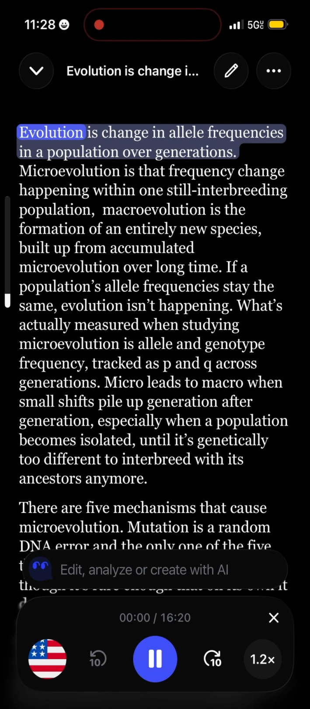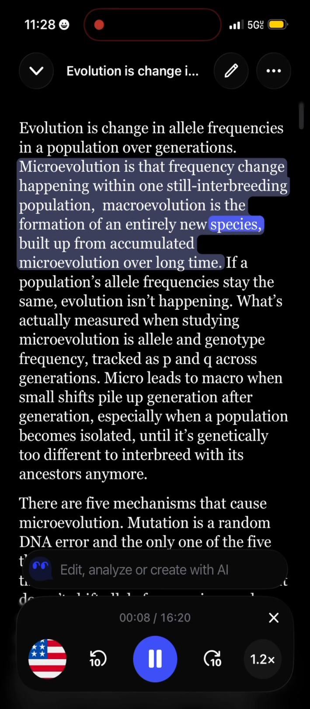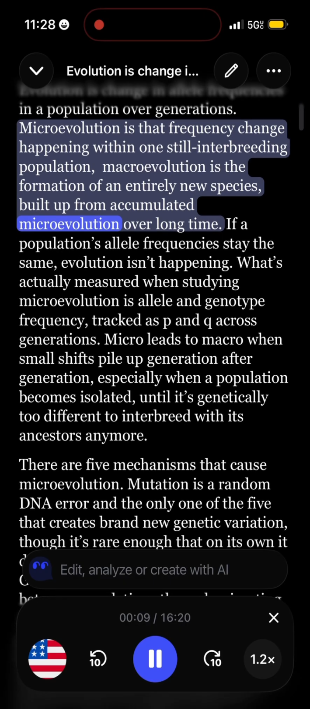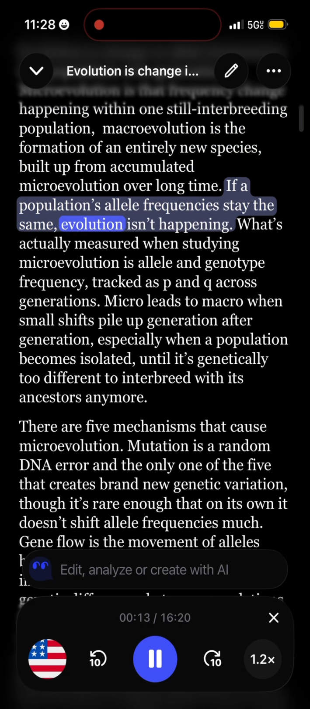Evolution is change in allele frequencies in a population over generations. Microevolution is that frequency change happening within one still interbreeding population. Macroevolution is the formation of an entirely new species, built up from accumulated microevolution over long time. If a population's allele frequencies stay the same, evolution isn't happening.